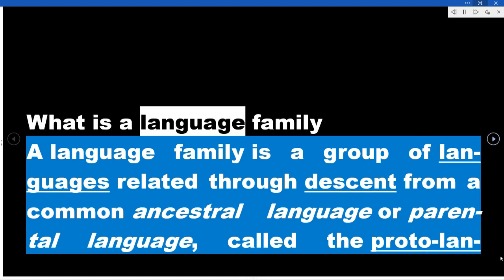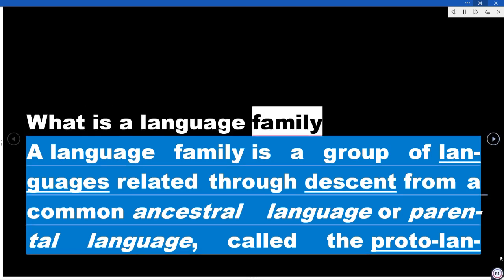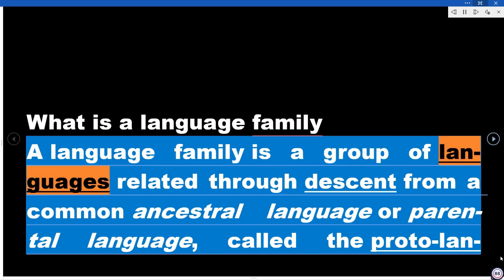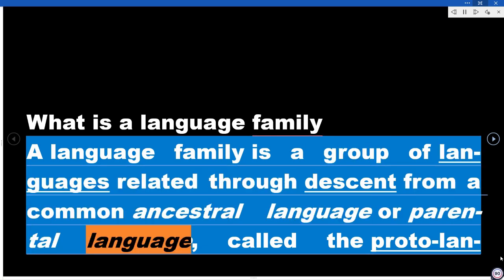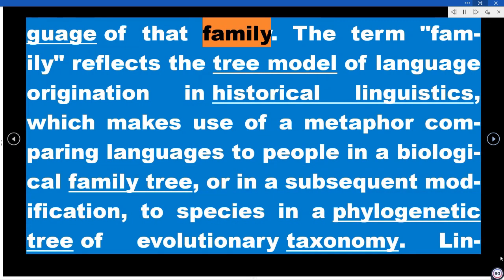What is a language family? A language family is a group of languages related through descent from a common ancestral language or parental language, called the proto-language of that family.